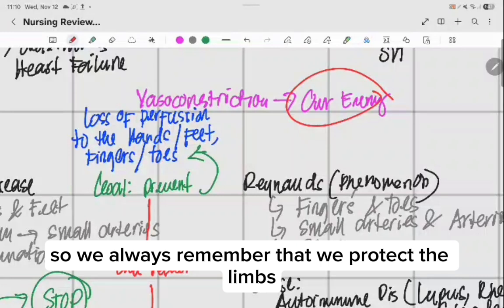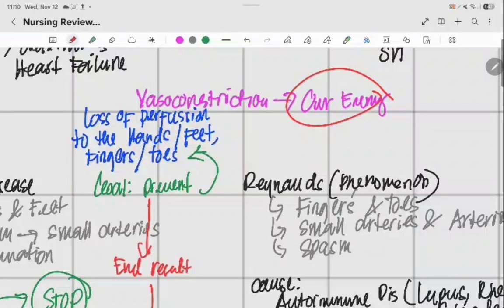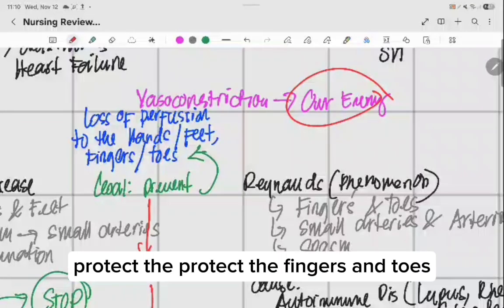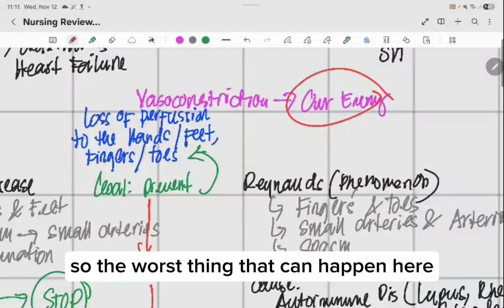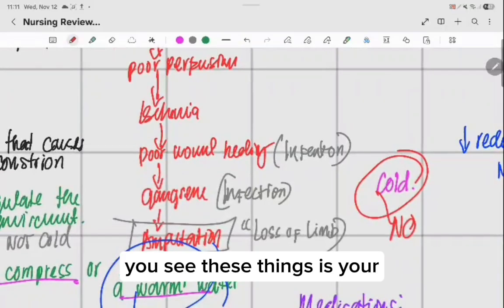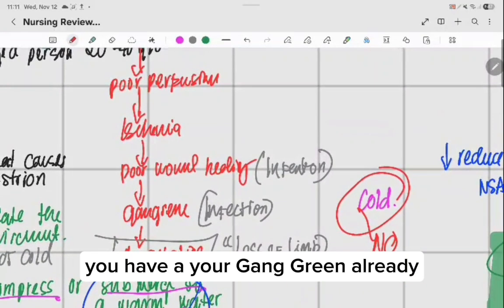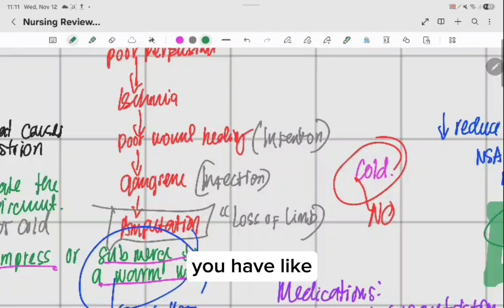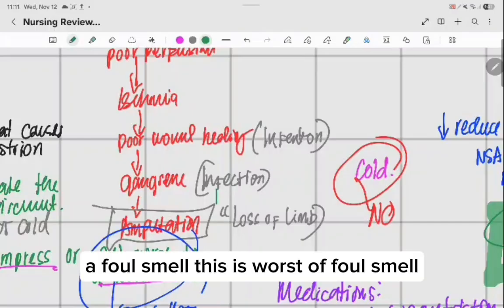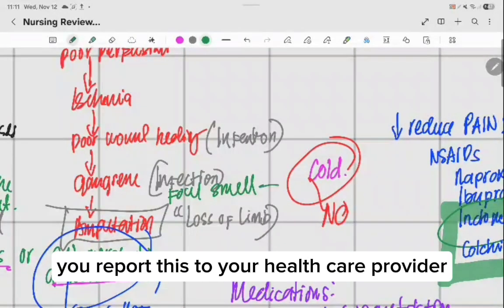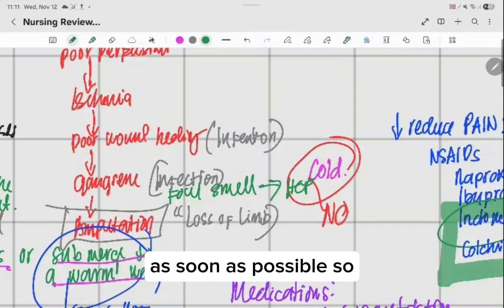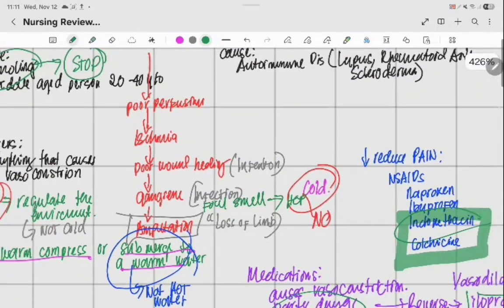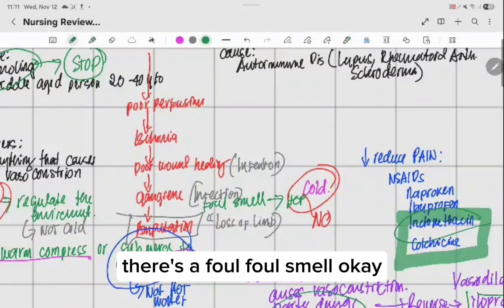We protect the limbs, we protect the hands, protect the feet, protect the fingers and toes. So the worst thing that can happen here is you have gangrene already. You have a foul smell. This is worst. So again, you report this to your healthcare provider as soon as possible. Okay, there's infection already.